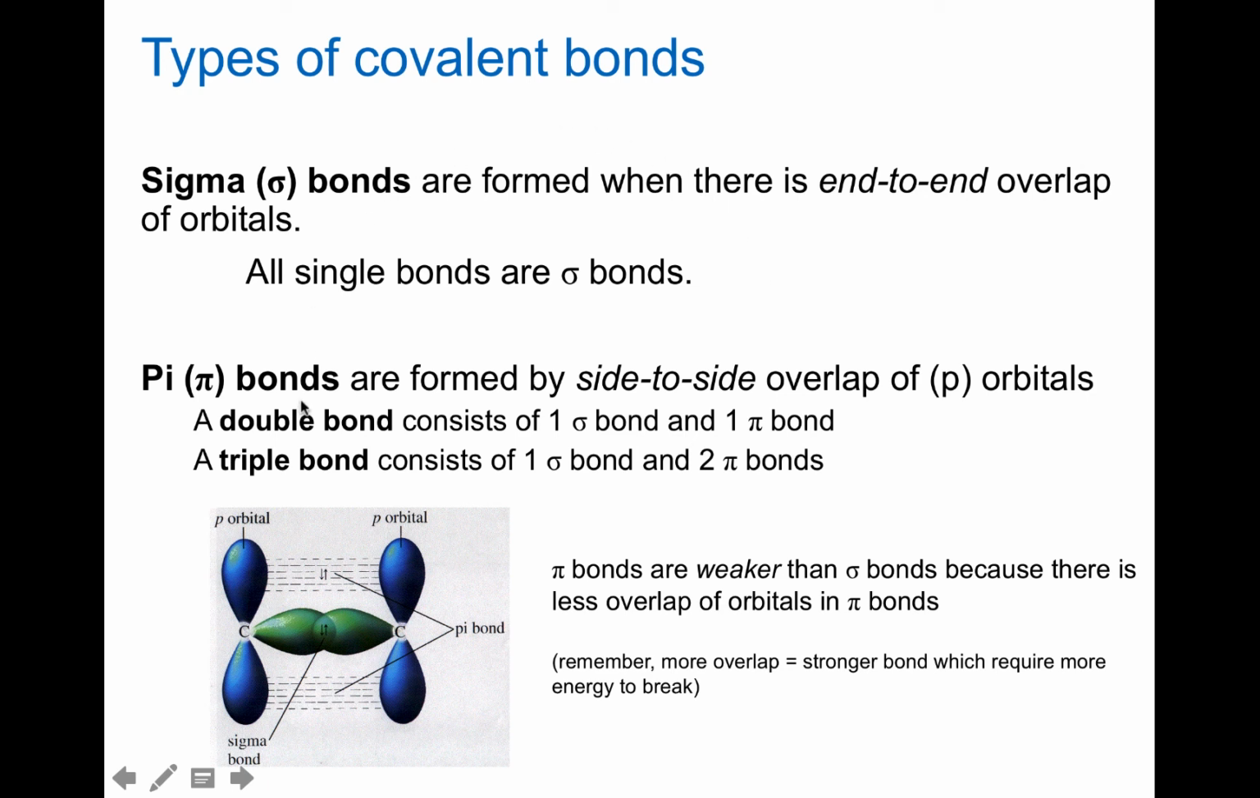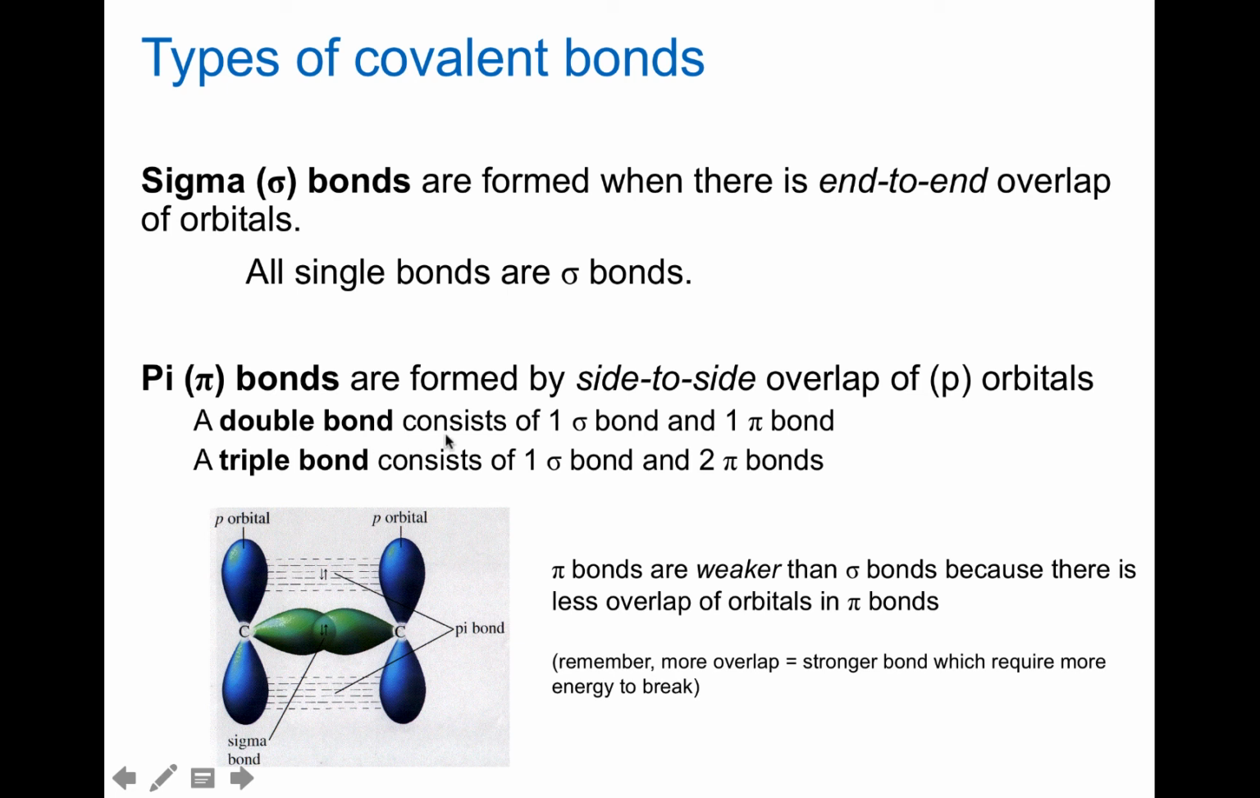Pi bonds occur when you have double and triple bonds. So anytime you have a double or triple bond, you have at least one pi bond present. Pi bonds are formed by a side-to-side overlap of unhybridized p orbitals. So in some of the examples I showed you, some of the p orbitals were used for hybridization, and some of the p orbitals were left unhybridized. And those unhybridized p orbitals are the ones that are capable of participating in double and triple bonding.